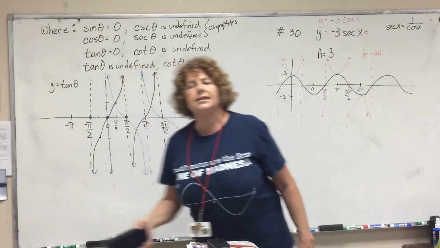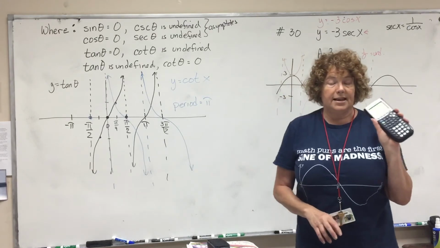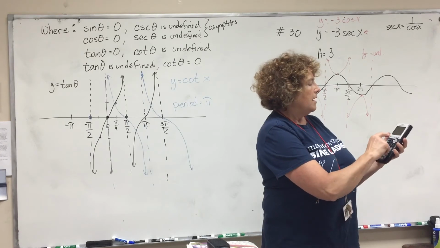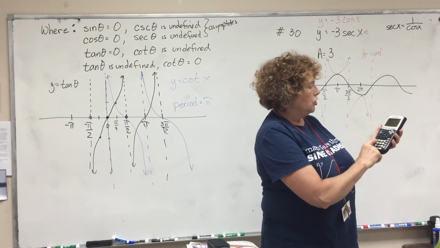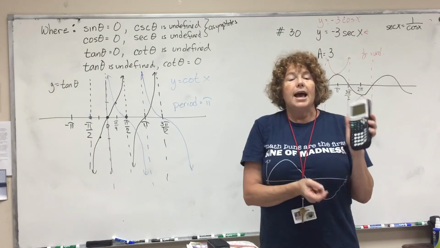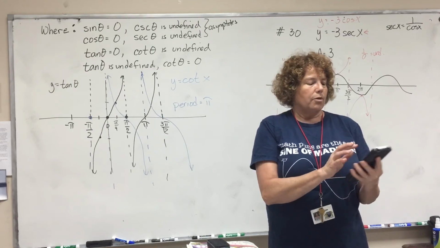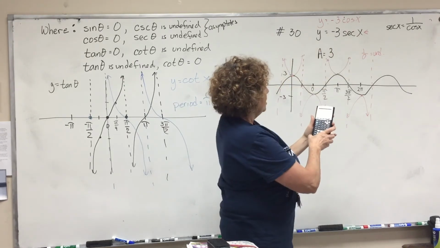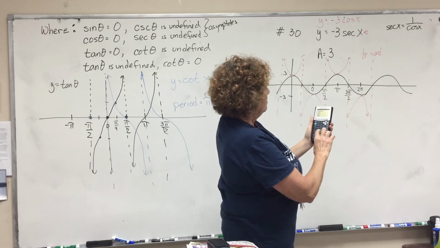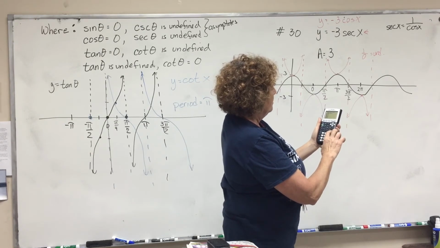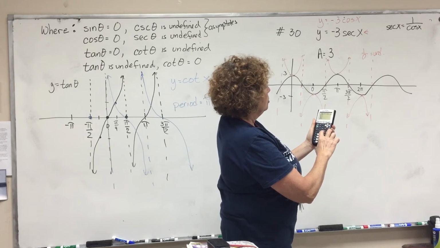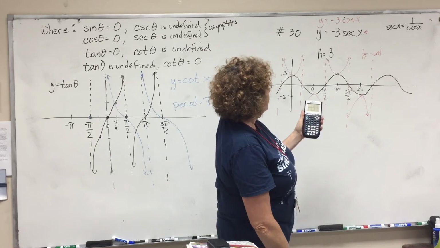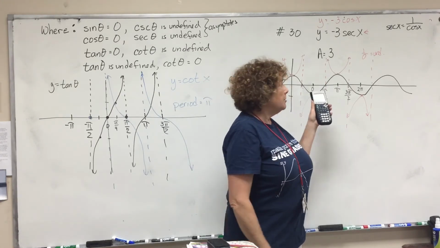Another way you can do these is you can easily graph these on your graphing calculator. Make sure your zoom is on trig, which is zoom 7. And you can graph, go to the y equals, and secant is 1 over the cosine. So you would type in -3 parentheses 1 divided by cosine x. Close the x parenthesis, then close the other parenthesis, and graph. And you'll see it'll come up looking similar to this.